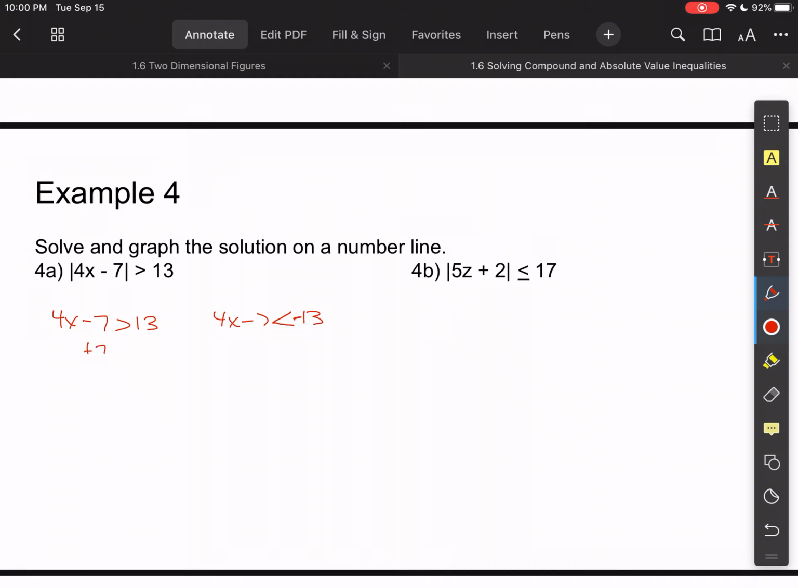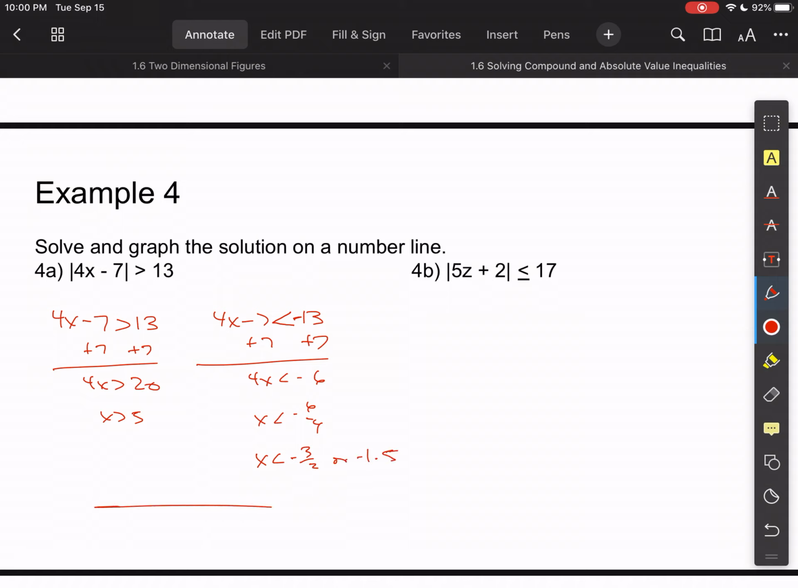Okay, so I'm going to add 7 to both sides. So I get 4x is greater than 20, x is greater than 5. And then I'm going to add 7 to both sides on this one. And I get 4x is less than negative 6. And then x is less than negative 6 over 4, which reduces to x is less than negative 3 over 2, or negative 1.5.